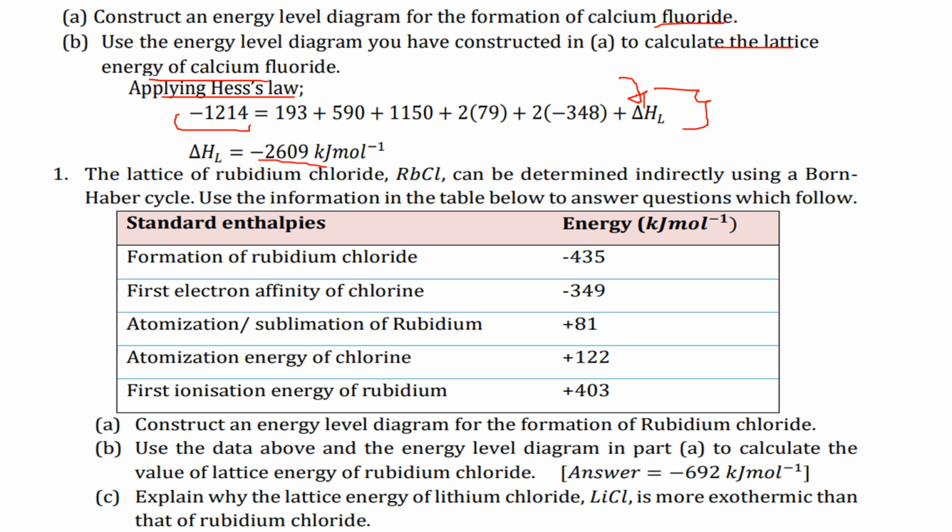So you're going to have this as your assignment. Number 1, you are given the following data about the formation of rubidium chloride. So you are going to construct an energy level diagram, and then you are going to use your energy level diagram to determine the lattice energy of rubidium chloride. And the answer that you must get is negative 692 kilojoules per mole.